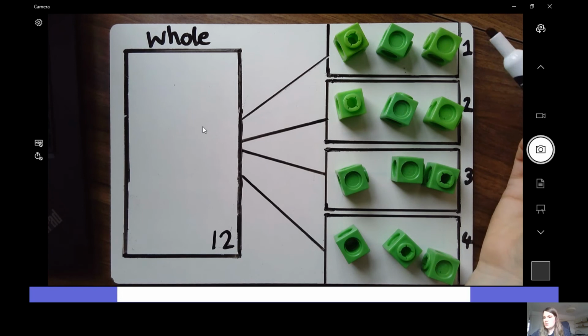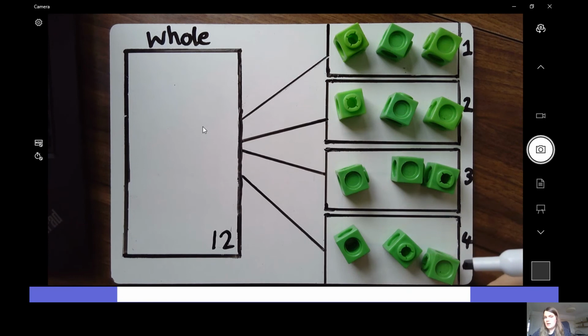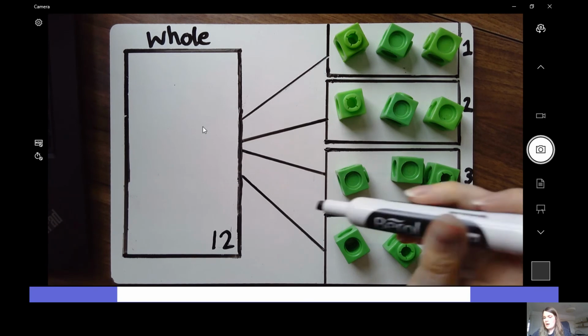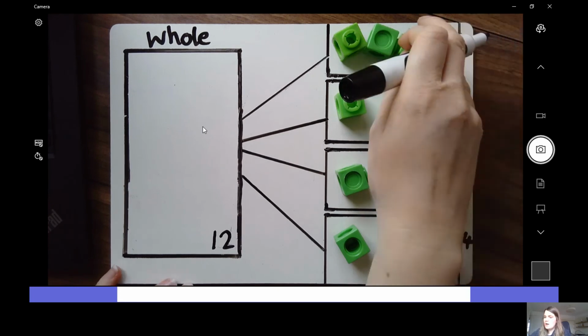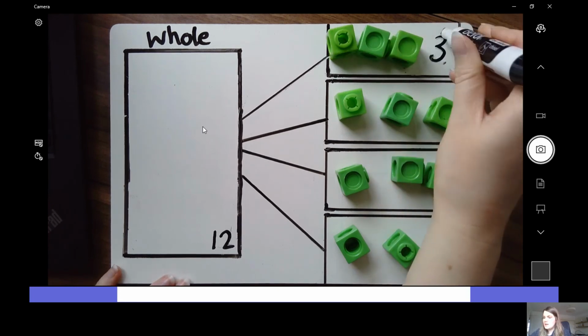Okay, how many have we got in the top box? 3. The second box? 3, 3, 3. So what do we think quarter of 12 is? 3. Well done. Quarter of 12 is 3.